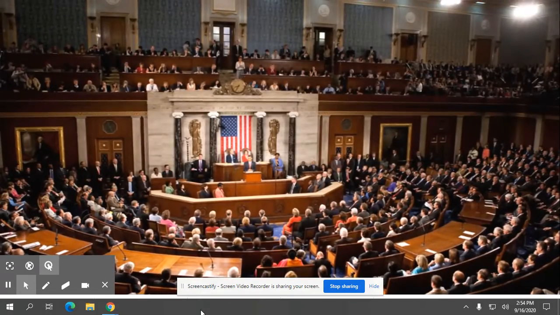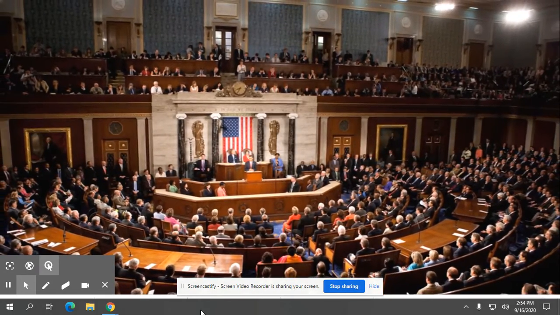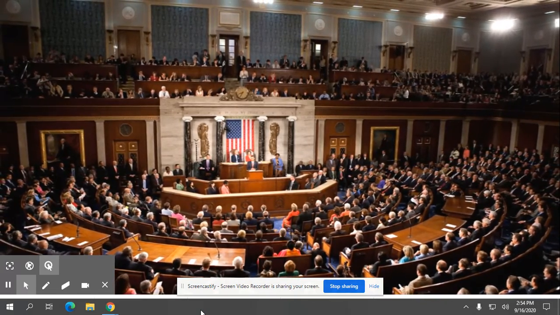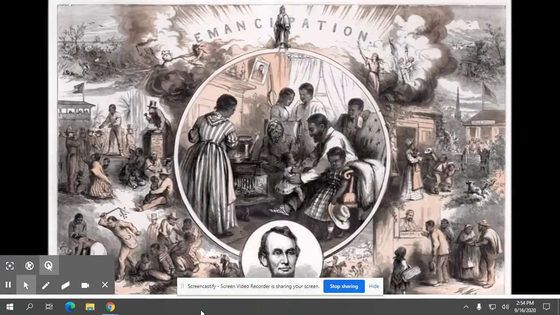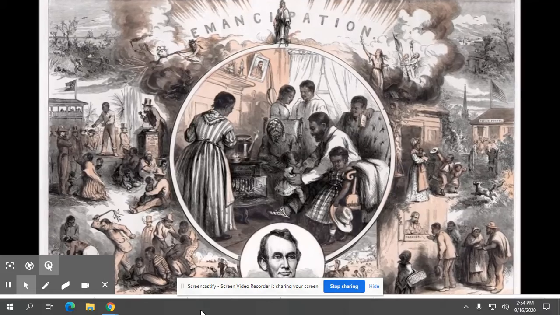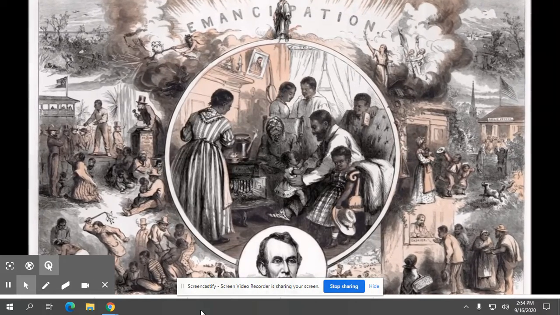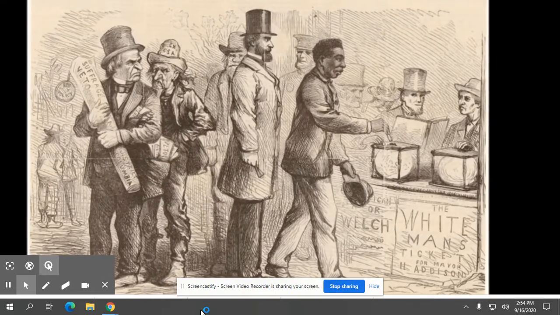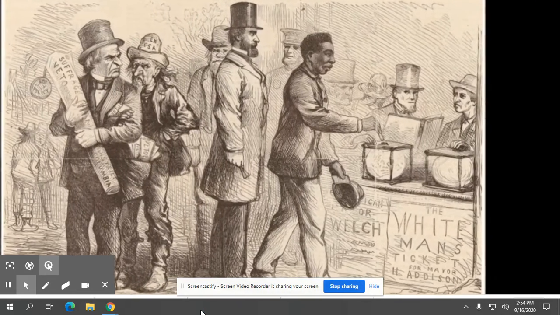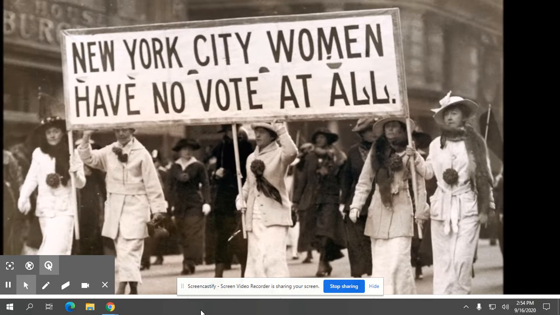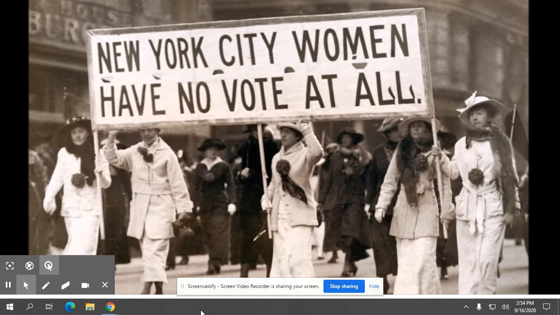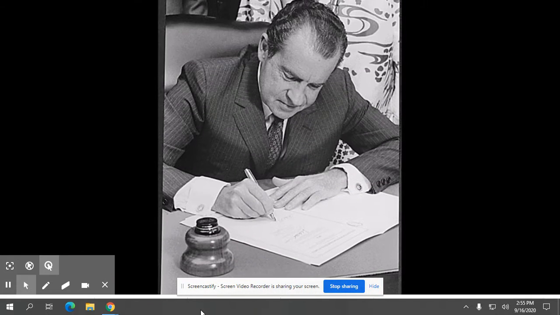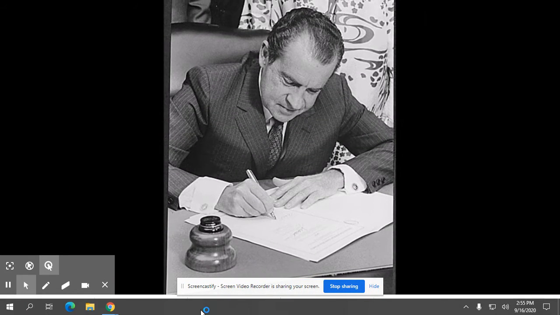Since then, the Constitution has been amended 17 more times, for a total of 27 amendments. Some famous amendments include the 13th Amendment, which outlawed slavery, the 15th Amendment, which allowed people to vote regardless of their race or skin color, the 19th Amendment, which gave women the right to vote, and the 26th Amendment, which lowered the voting age to 18.